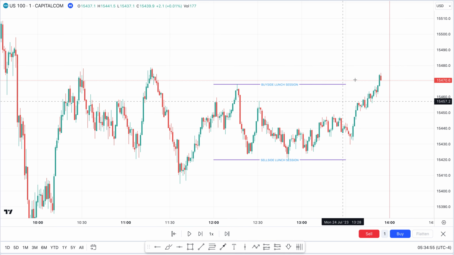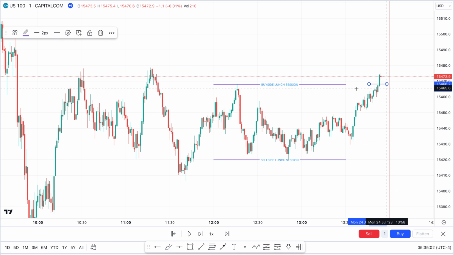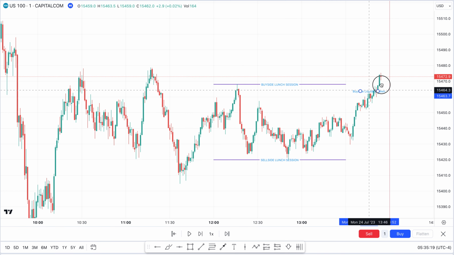So there we go. It took lunch buy side liquidity. So right here, I'm just gonna write out "liquidity taken." Most of the stuff will be removed. So right here, buy side liquidity was taken. Usually I don't do it like this when I'm live trading, but this is a replay, so it's okay.